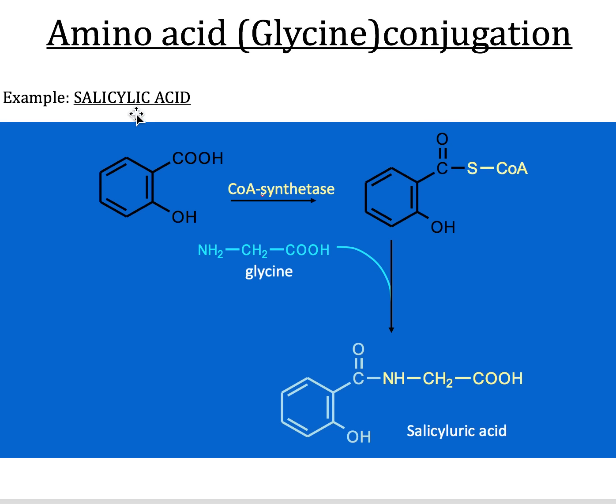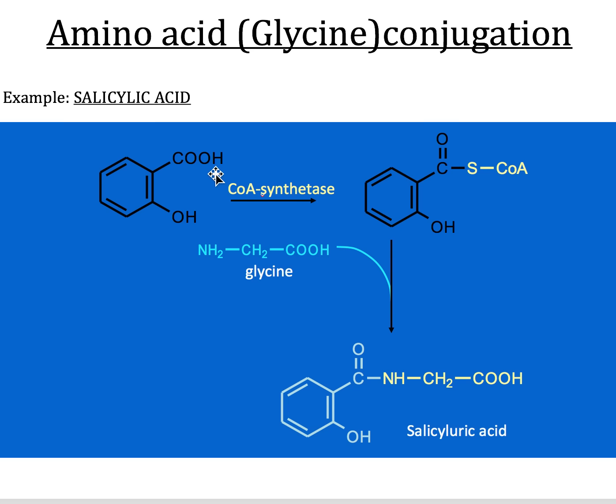So an example is salicylic acid. If you remember, salicylic acid can undergo various different types of reactions. So initially, if you look back at my first video, it can undergo phase 1 metabolism. In this process, the salicylic acid is acted on by CoA synthetase. We've skipped out the ATP part here, but that takes place as well.